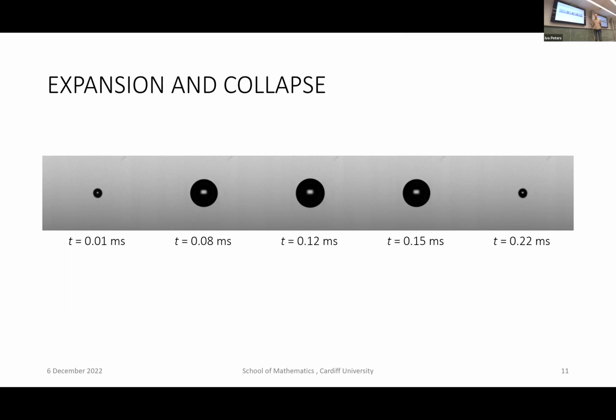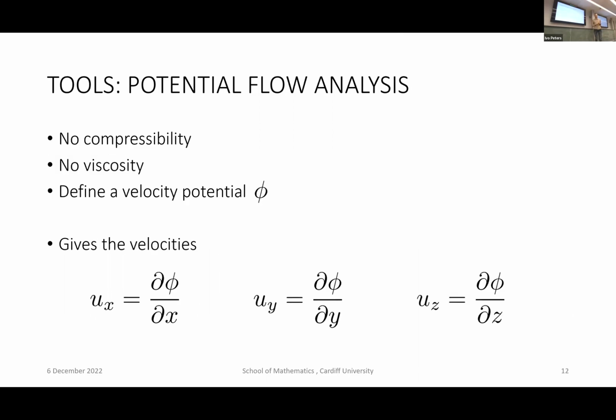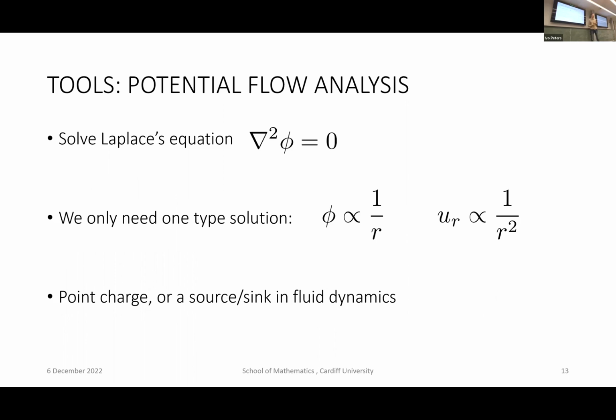Now I want to quickly introduce the tools that we use. The main tool is potential flow analysis. We assume there's no compressibility. There is compressibility, but in the part that we are interested in, there is not. We assume there's no viscosity. We can say that because things are happening in very short time scales. So what we can do is define a velocity potential that is related to the velocities in our liquid. And this means that we need to solve the Laplace equation.